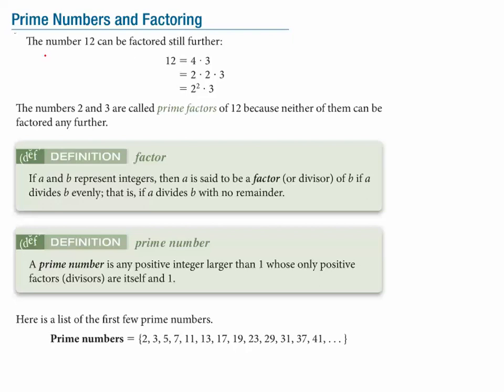So this is from your textbook, just a quick example here. The number 12 can be factored into 4 times 3. And then this 4 is not a prime number because it can still break down to something else. And that 4 can break down to 2 and 2. And so the way we write the prime factors of 12 would be 2 to the second times 3. And so what we've done is we've factored 12 into its prime factors.